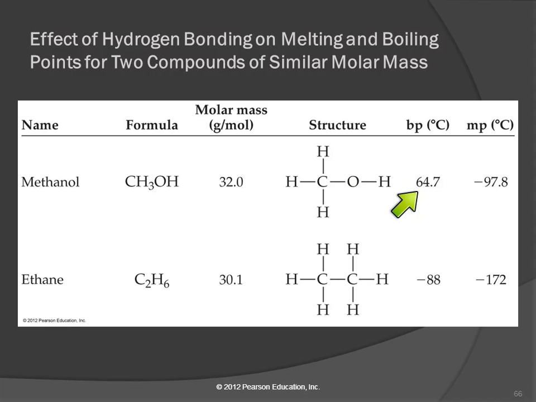Look what happens to the boiling point. Boiling point of ethane, minus 88. Boiling point of methanol, plus 64.7. Much, much higher. You have to put a lot more energy into it. You have to raise the temperature much higher before these guys can break free.